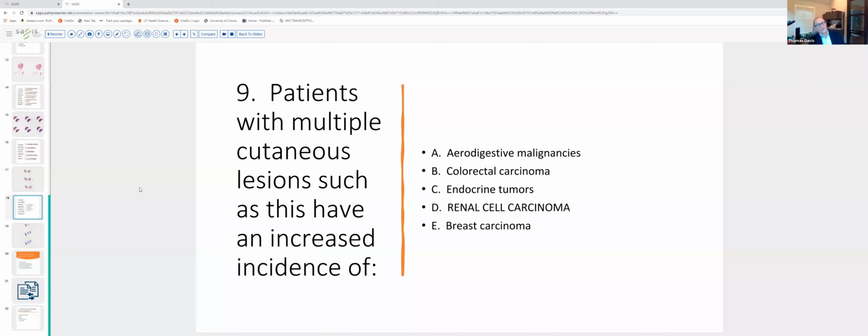Okay, let's go ahead and move on to our question. Well, patients with multiple cutaneous lesions, multiple cutaneous leiomyomas, you should be wondering, of course, about the possibility of Reed syndrome. Reed syndrome, of course, can be associated with multiple cutaneous and uterine leiomyomas, and it's an autosomal dominant condition caused by a germline mutation in the fumarate hydratase gene. And we're asked here, patients with lesions such as this have an increased incidence of what type of cancer? And the answer, of course, is D, renal cell carcinoma, and particularly type 2 papillary renal cell carcinoma.